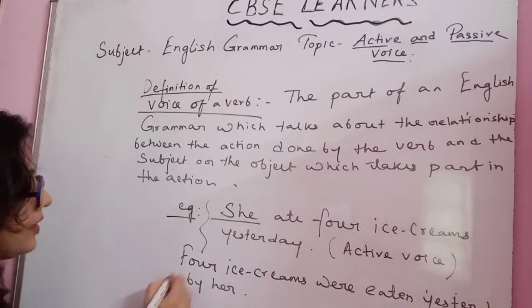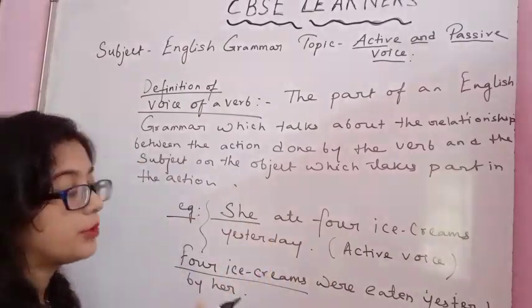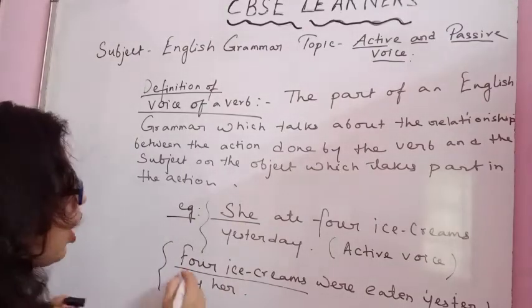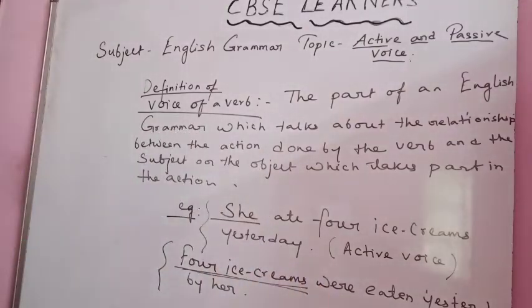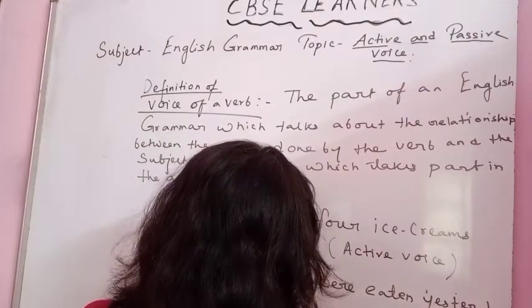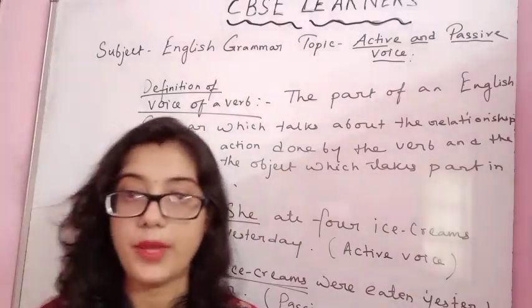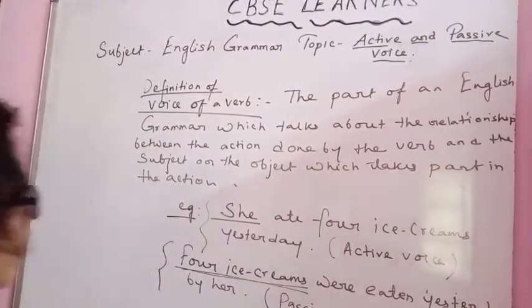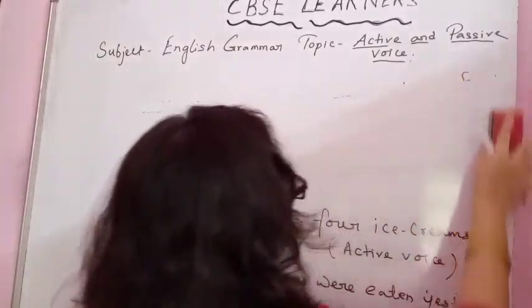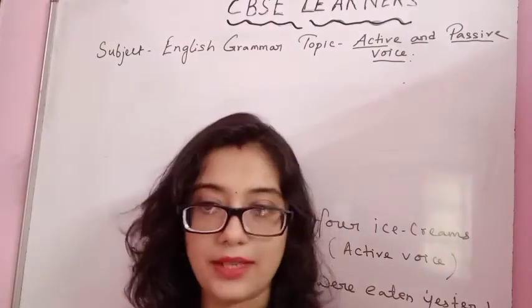Here you can see that the focus is on the object. In the first sentence the object was the 4 ice creams, but in the second sentence the ultimate focus is on the 4 ice creams. 4 ice creams were eaten yesterday by her. So here the voice is passive voice. From this example you have understood what is active voice and what is passive voice. Then we will start learning how to convert active voice into passive voice with the help of formulas.